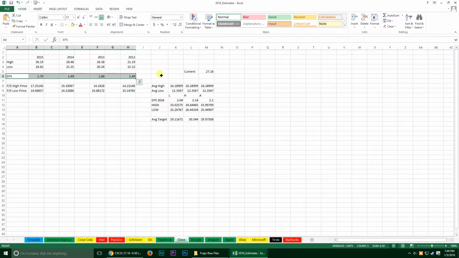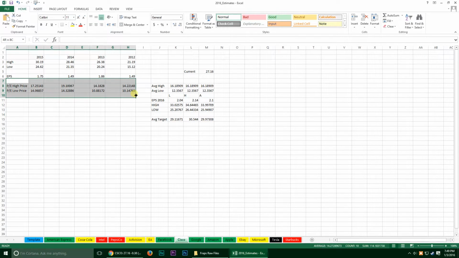Next, we have EPS, which stands for earnings per share, but just say EPS. This is also given information that you can get from NASDAQ.com or when the company files the annual report for 2015, 2014, 2013, and 2012.